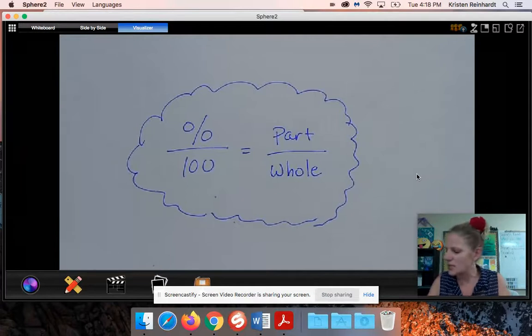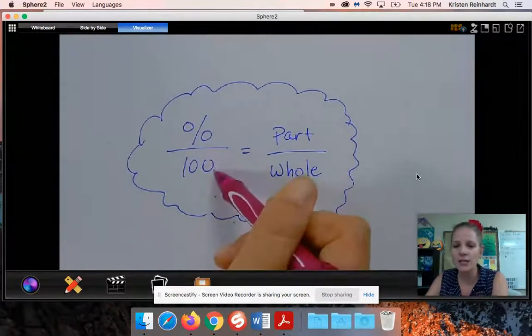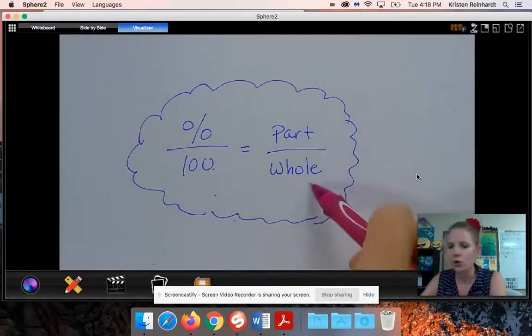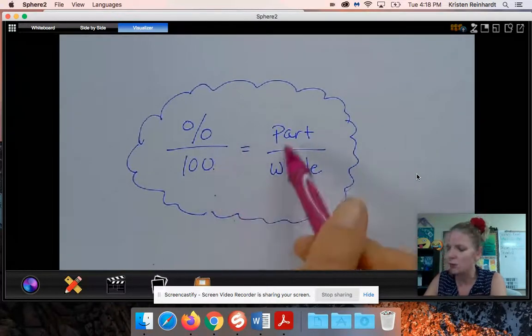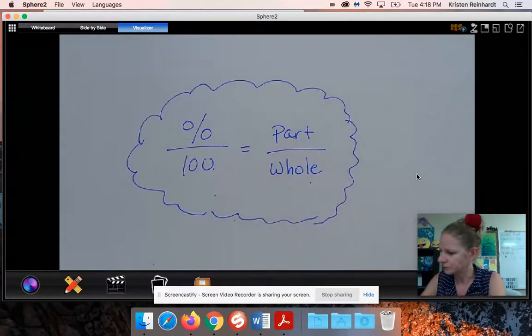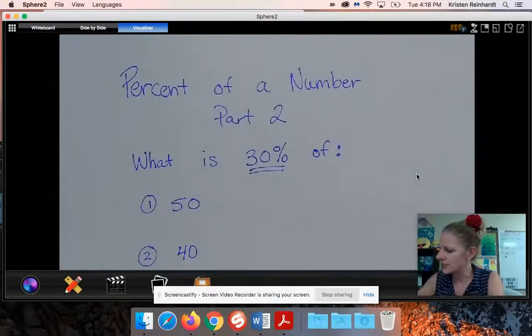And that is percent over 100 equals part over whole. You might want to write this down and take notes during the video so it will help you on the activity. So percent over 100 equals part over whole. All right, so let's get started.